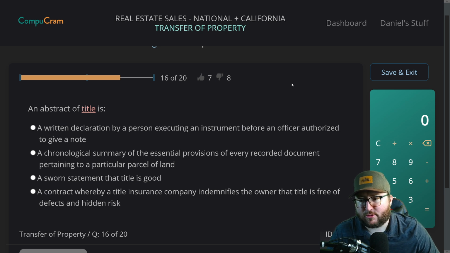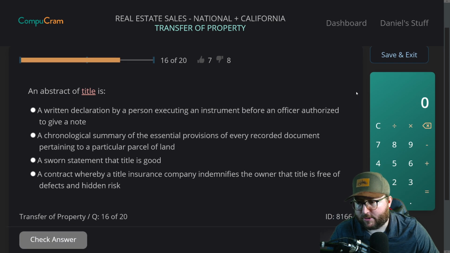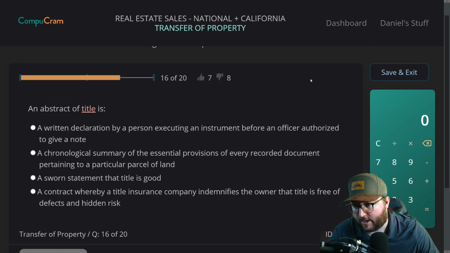Question 16. An abstract of title is a written declaration by a person executing an instrument before an officer authorized to give a note, a chronological summary of the essential provisions of every recorded document pertaining to a particular parcel of land, a sworn statement that title is good, a contract whereby a title insurance company indemnifies the owner that title is free of defects and hidden risk, an abstract of title, a contract where a title insurance company indemnifies the owner that the title is free of defects.